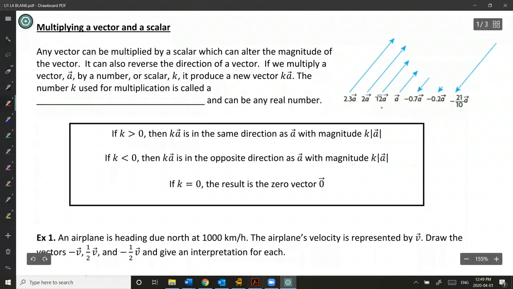Okay, so getting into today's material, we're going to talk about multiplying a vector with a scalar quantity. So remember, scalars don't have direction, they only have magnitude. So we can multiply any vector by a scalar and it will alter the magnitude of the vector itself. It can also, if the scalar is negative, reverse the direction of the vector. So if we multiply a vector, let's say vector A, by a scalar, we'll call it k, we will have a new vector which will be the scalar k times vector A. The number k, which is the scalar, we call a scalar multiple.